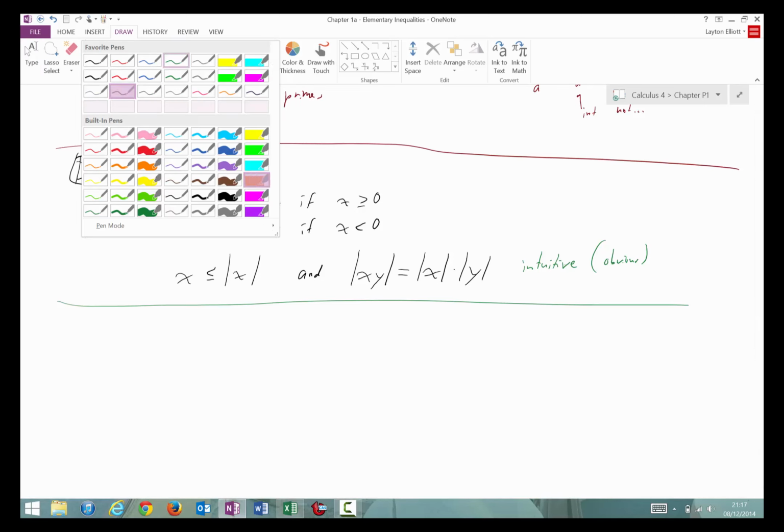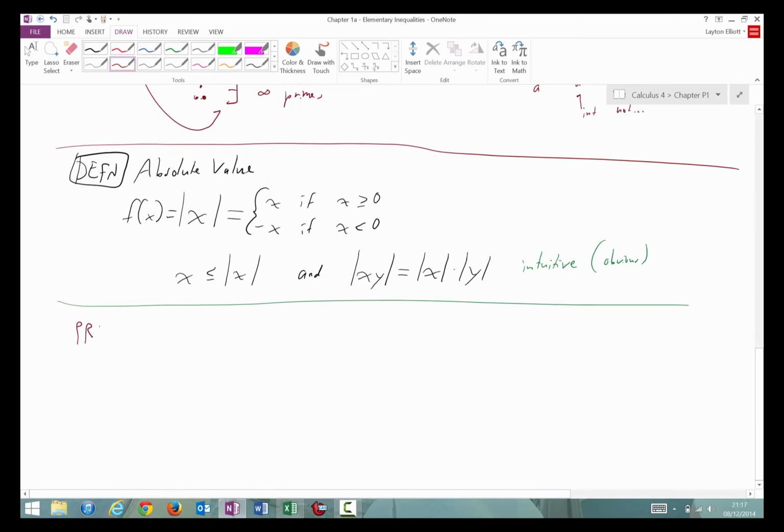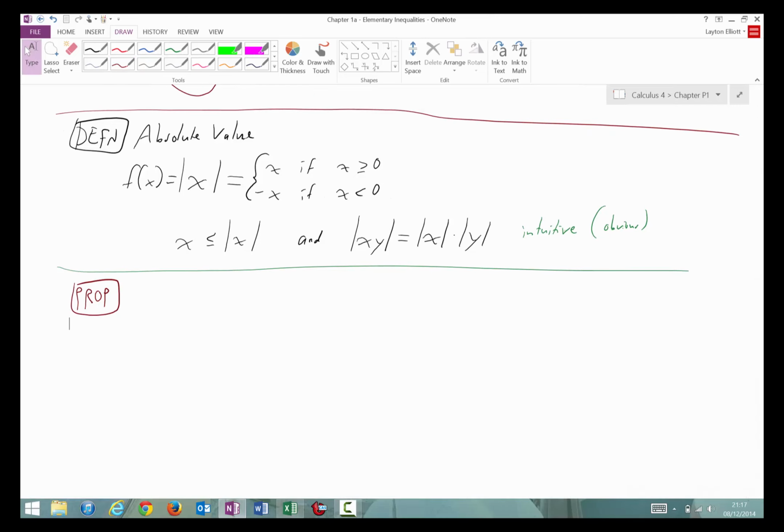Now, a proposition is different than a definition. A proposition is something that needs to be proven. We use definitions, we use intuition, we use other things to prove things. We have different varieties of proofs. But this proposition is one that occurs quite a bit. It's called the triangle inequality.